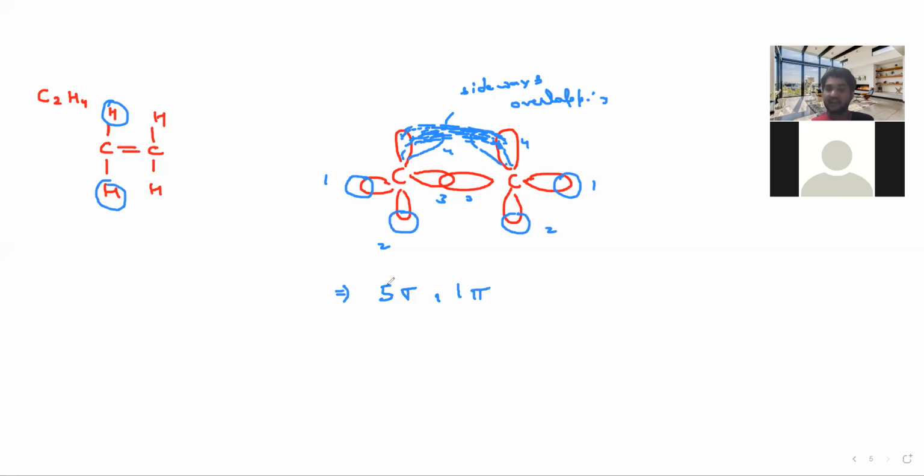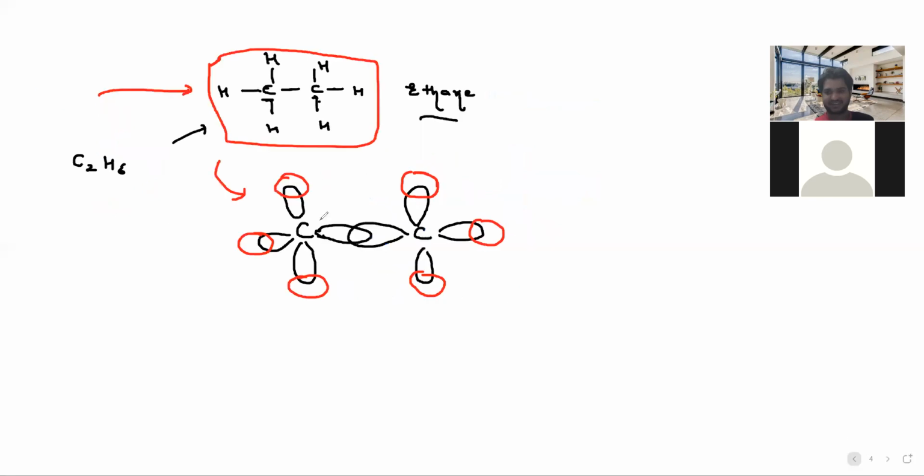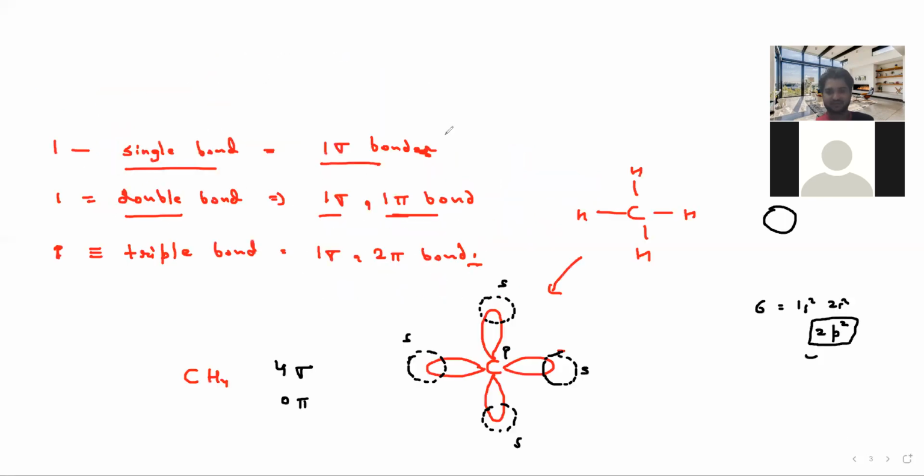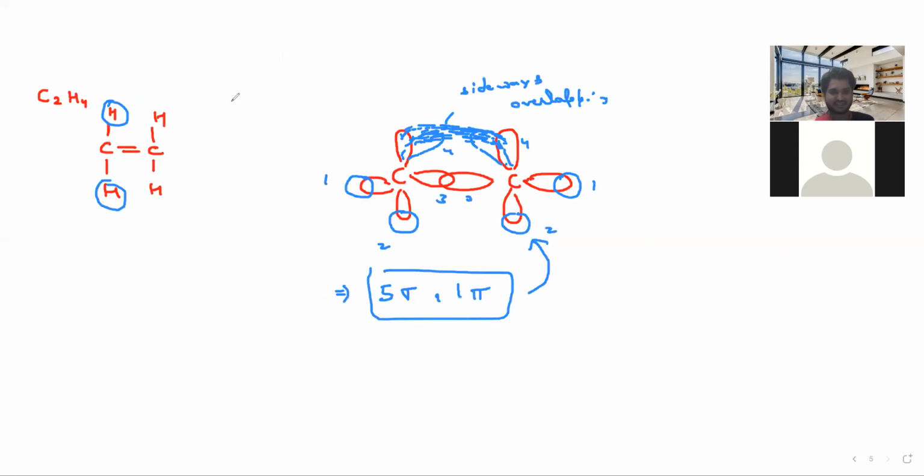And if you are unable to find out the number according to this structure, then there is a trick. This is the trick. One single bond contains one sigma, a double bond contains one sigma and one pi. So very simple. Just tell me, in this structure, how many single bonds does it have? 4. And how many double bonds? One.